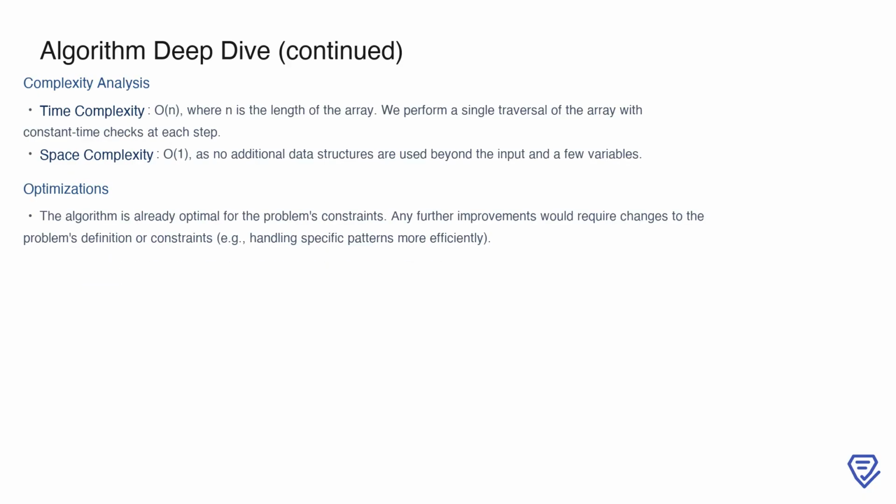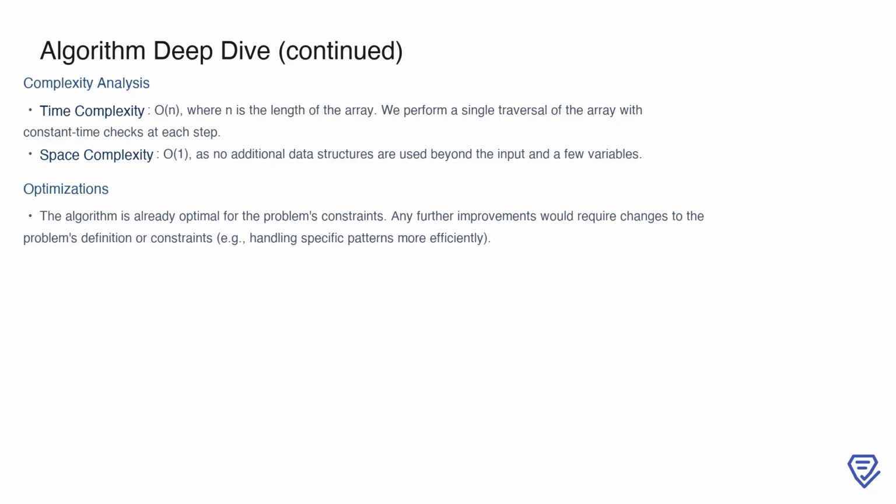The time complexity of the algorithm is O(n), where n is the length of the array, because we perform a single traversal with constant time checks at each step. The space complexity is O(1), as we don't use any additional data structures apart from the input array and a few variables. The algorithm is already optimal for the problem's constraints, as it minimizes both time and space usage.